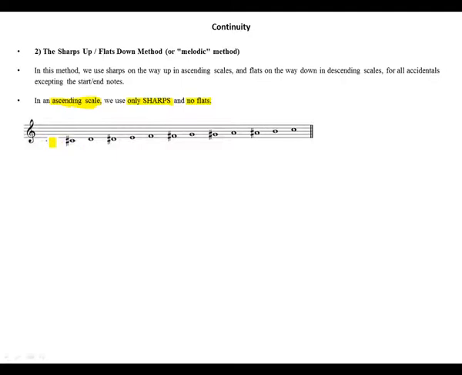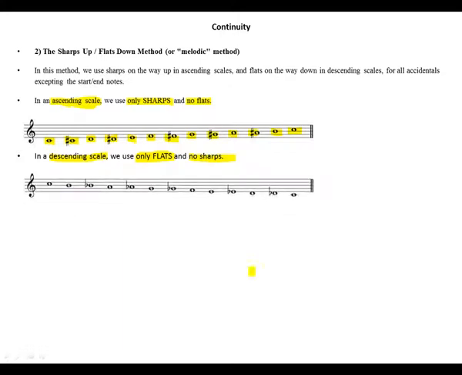So let's take a look at an example. C, C sharp, D, D sharp, E, F, F sharp, G, G sharp, A, A sharp, B, C. Ascending. In a descending scale, we use only flats, no sharps, only flats. And let's take a look. We have C, B, B flat, A, A flat, G, G flat, F, E, E flat, D, D flat, C.